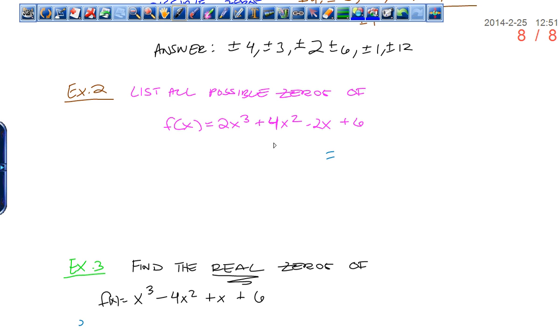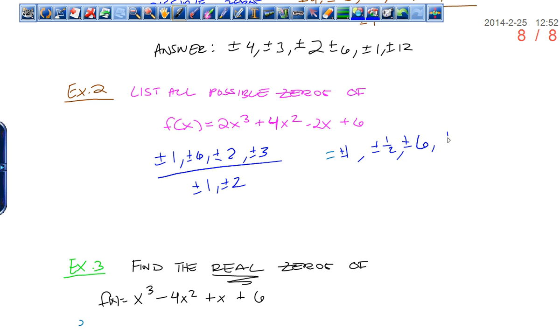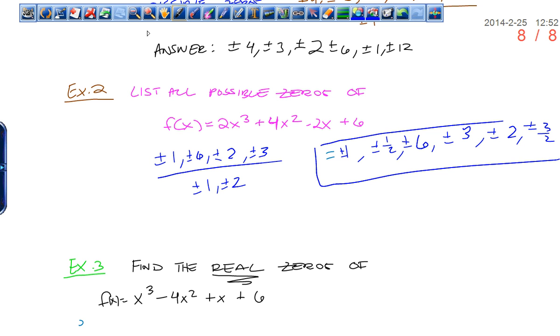So we take our factors of 6: plus or minus 1, plus or minus 6, plus or minus 2, plus or minus 3, over plus or minus 1, plus or minus 2. Then I want all the possibilities. 1 over 1 is 1, 1 over 2 is 1/2. 6 over 1 is 6, 6 over 2 is 3. 2 over 1 is 2, 2 over 2 is 1, we already got that. 3 over 1 is 3, and last one, 3 over 2 is 3/2. So those are our possibilities. That's the first step.